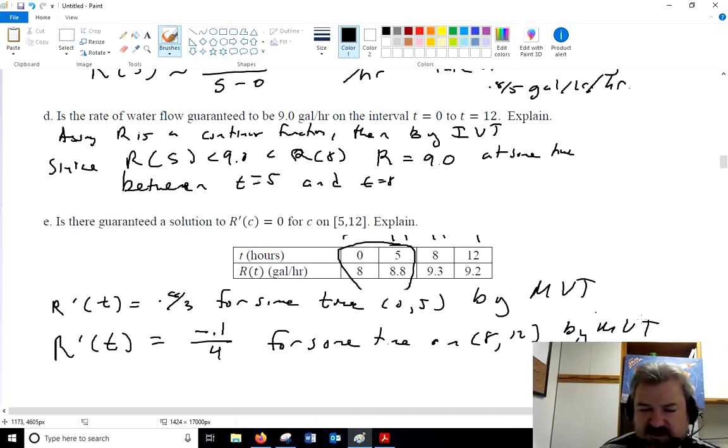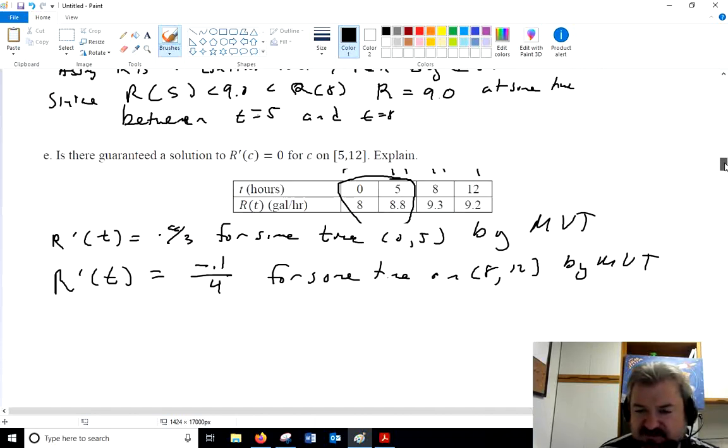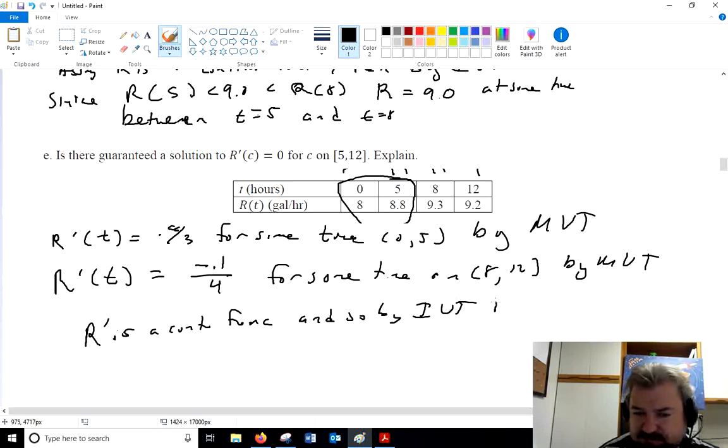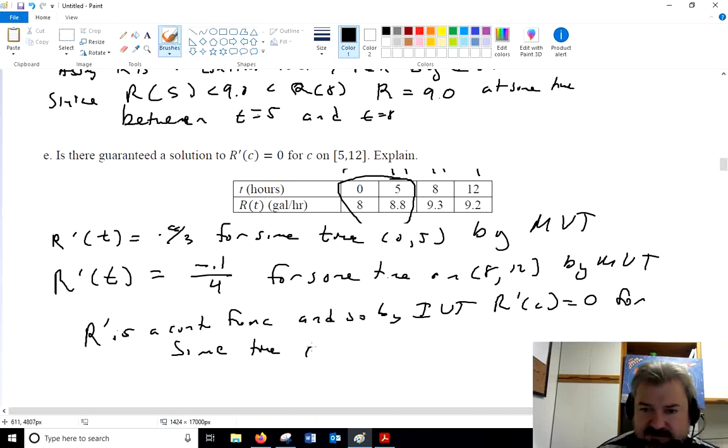So what we found is there's got to be two different times, one where R prime was positive, the next time where it was negative. And since R was differentiable, which the instructions were supposed to say, we know that it's continuous. So we can say R prime is a continuous function. And so by the IVT, R prime of c equals 0 for some time on the interval from 0 to 12.